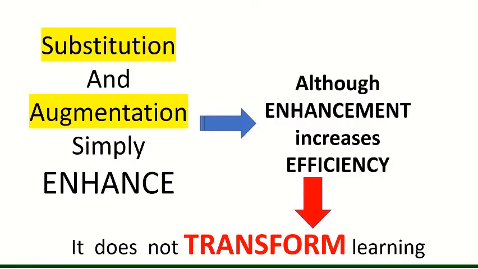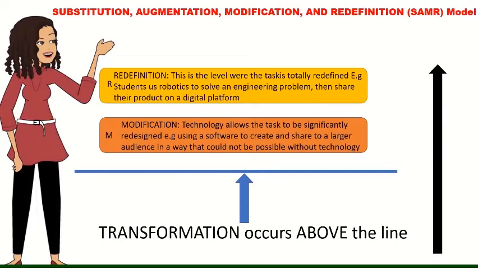Substitution and augmentation simply enhance. They do not redefine. And although enhancement increases efficiency, it doesn't really transform learning. So what do you do to transform learning? Transformation occurs above the line. This line here is the demarcation between enhancement and transformation. The two types of activities that are above the line are modification and redefinition.